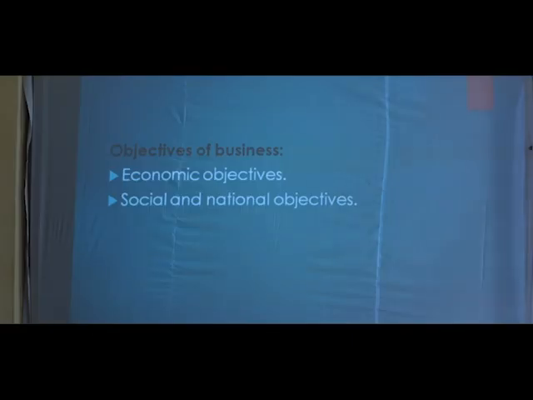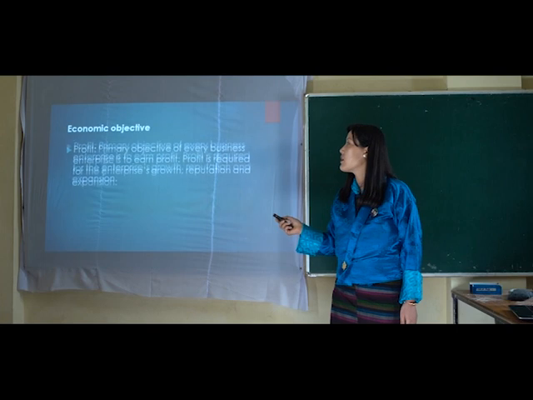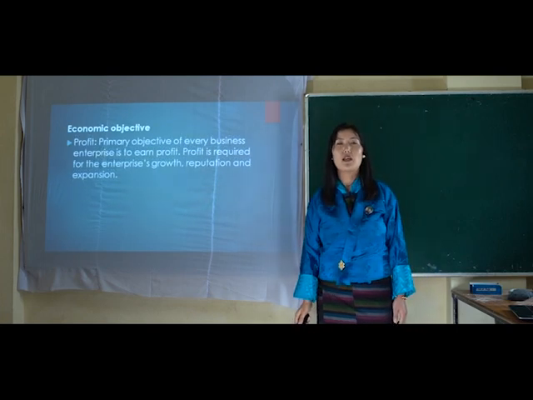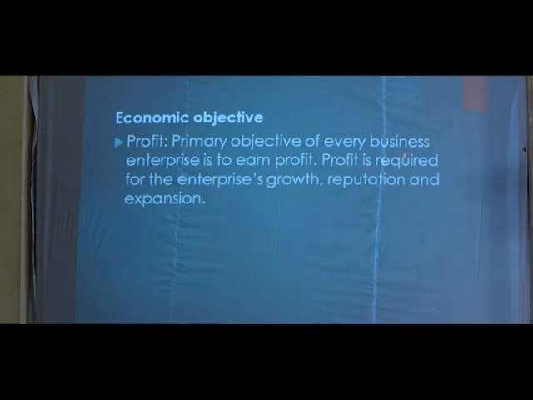Business as an entity has its own objectives. For your better understanding, I have grouped the objectives into two groups, that is economic objectives and social and national objectives. Let us first look at economic objectives. Under economic objectives, we have profit. You know profit, isn't it? It's very simple. The primary objective of every business enterprise is to earn profit.